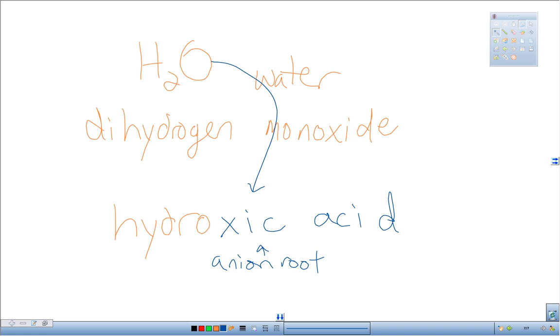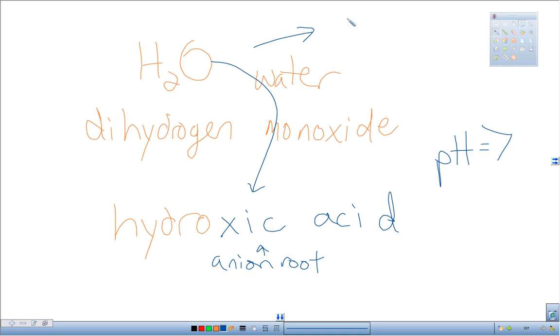Nikita. Water has a pH of 7, which is neutral. So it is neither an acid nor base, or both at the same time in equal amounts. It is an acid, and it is a base in equal amounts. Acids start with H.